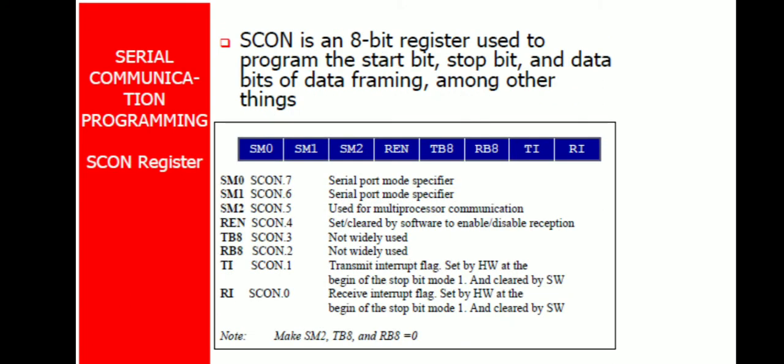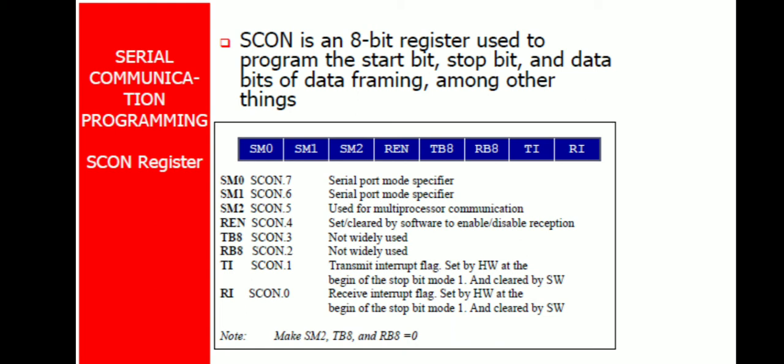Then, serial communication programming, in which the serial control register is very important. The SCON register is an 8-bit register used to program the start and stop data bits of data transfer framing, among other things. It consists of the bits SM0, SM1, SM2, REN, TB8, RB8, TI, RI.